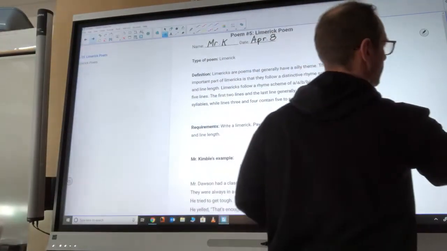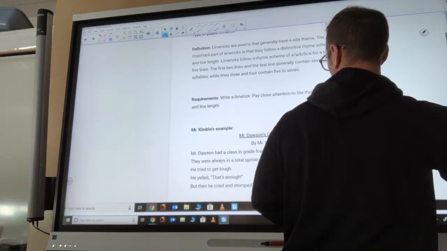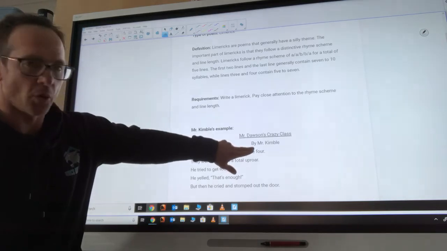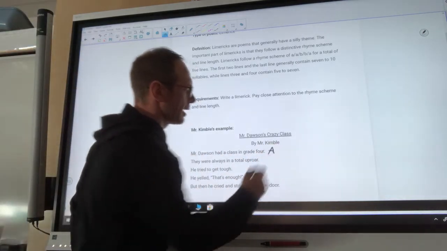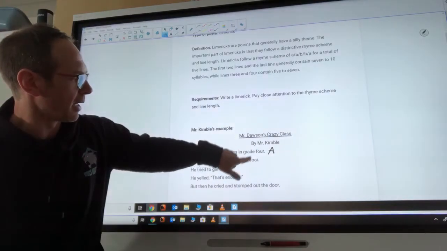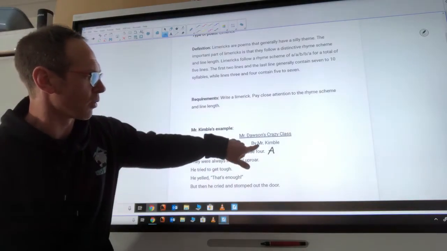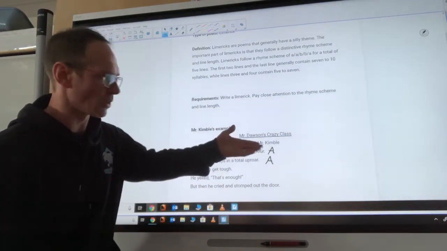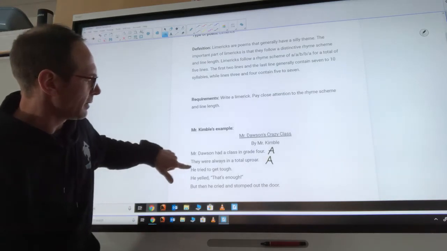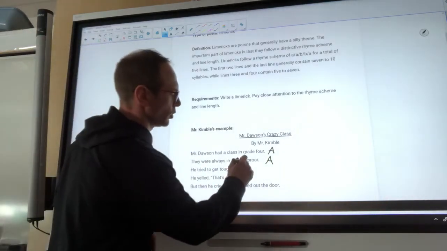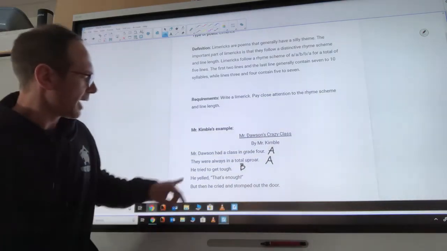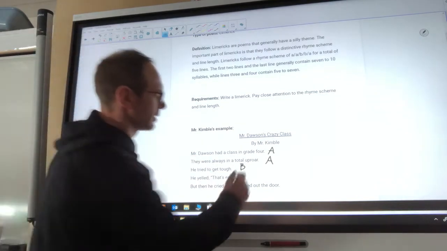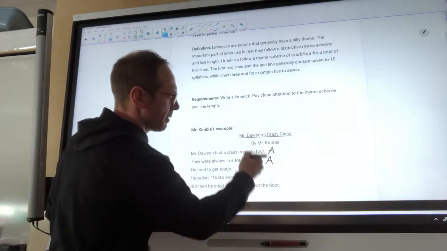So in the example I've given you, I'll come back and talk about line length in a minute. You'll see that the first line ends with the word for. So I'm going to call that line A. And the second line ends with the word uproar. Now, uproar rhymes with for, so I'm just going to put an A by that too. Those two lines rhyme. The third line ends with the word tough. So that's a new set of lines. I'm going to call that B. And the fourth line ends with the word enough. Now, enough rhymes with tough. So there's my B. See, that's A, B, B.